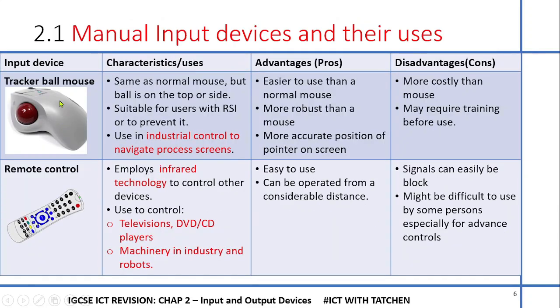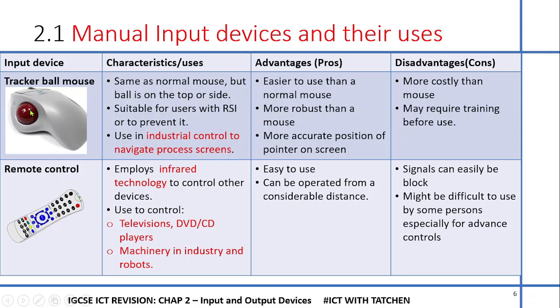Also, the next input device is the tracker ball. Actually, this is an ergonomic kind of mouse. It's the same as the normal mouse, but the ball is on the top, as you can see here. It's suitable for users with wrist strain injury. So if you have repetitive strain injury, or if you want to prevent such injuries, you can make use of this type of mouse. It is also used in industrial control to navigate process screens. So you'll find this also in industrial controls.